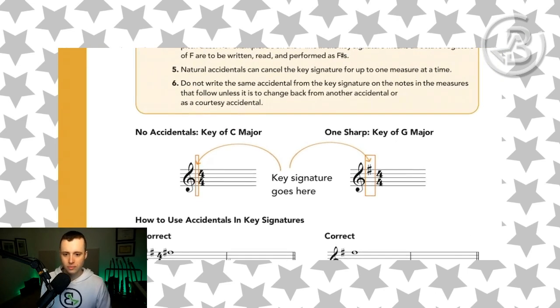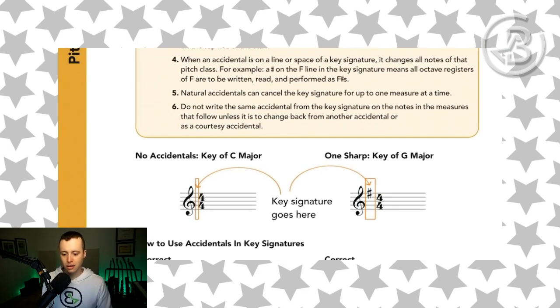Rule number 4. When an accidental is on a line or a space of a key signature, it changes all the notes of that pitch class. So for example, the sharp that we can see right there on the page, that sharp for G major, is going to change all the Fs. Right now, this sharp is on the line for F5, right? However, it's going to change F4, it'll change F3, F2, F1, F6. All Fs that come after that key signature are going to be sharp in all octave registers.